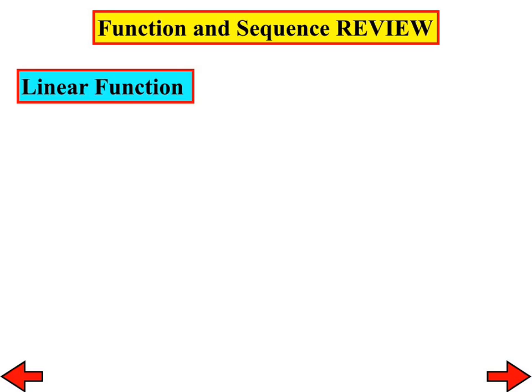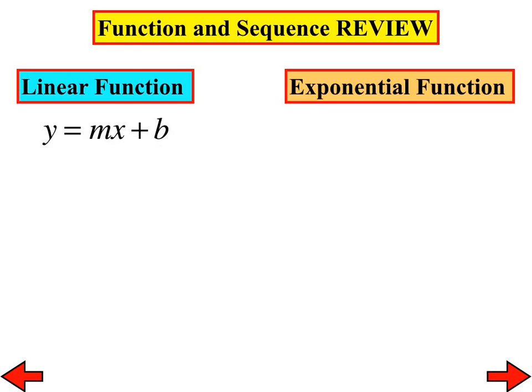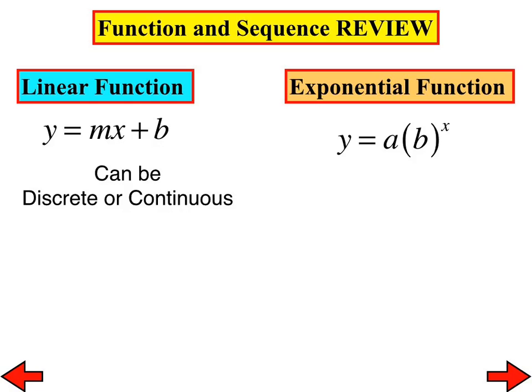Function and sequence review. So you've got some things you need to add to your notes here. Linear functions are all in this slope-intercept form, y equals mx plus b. Exponential functions look like this. y equals a times b to the x power. Linear functions can be either discrete or continuous. And we saw lots of both of them. Exponential functions can be discrete or continuous.